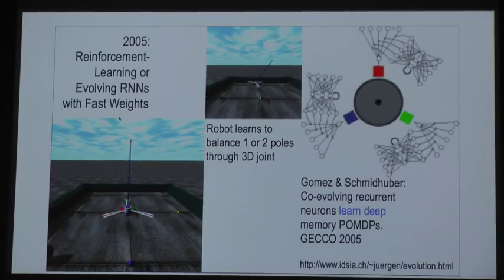And Faustino Gomez in 2005 was the first author of the paper where fast weights were used to learn to control double pole balancers and stuff like that in constrained conditions, where you had long time lags between relevant events. Deep reinforcement learning back then with fast weights in 2005.